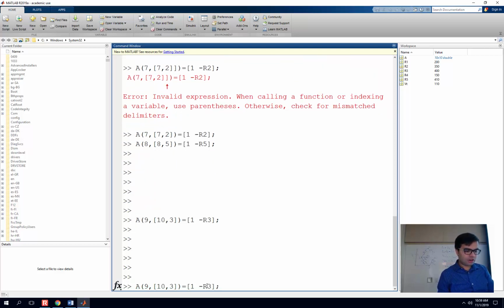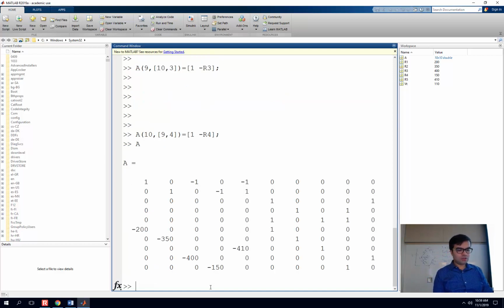And finally, line 10. I have VCD minus R4, I4. VCD is 9. I4 is column 4. So this is going to be my matrix A.